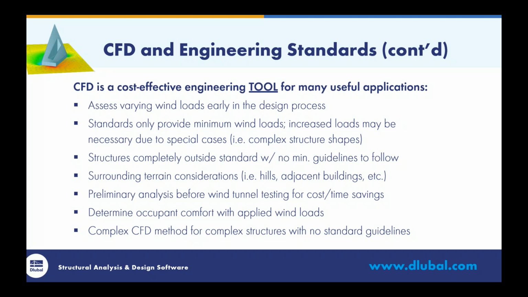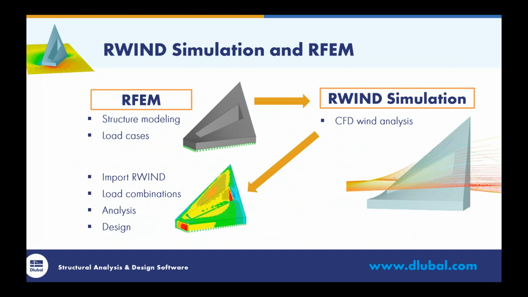And finally, I want to make the point clear that these complex CFD methods are for complex structures with no standard guidelines. We are not promoting this program to be used with completely rectangular structures. I think we're all in agreement it's easy enough to flip open the code and to get those minimum design wind loads. But again, these are for the structures that we can't so easily refer to the code, and we really have no idea how our wind loads may impact. So that's what we really want to promote RWIND simulation for.